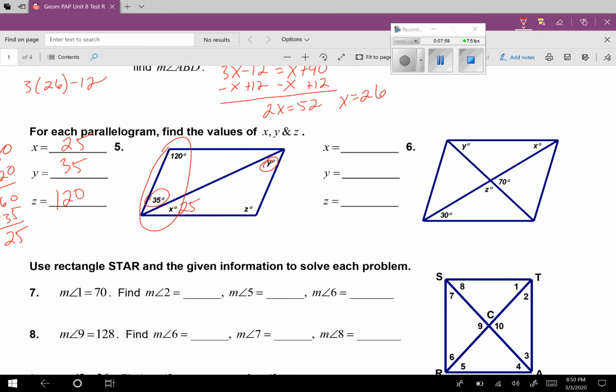Okay, first one I'm going to find is z, and again, this is a parallelogram, so you have to be careful with your angles. Z would just be 180 minus 70, which is 110.